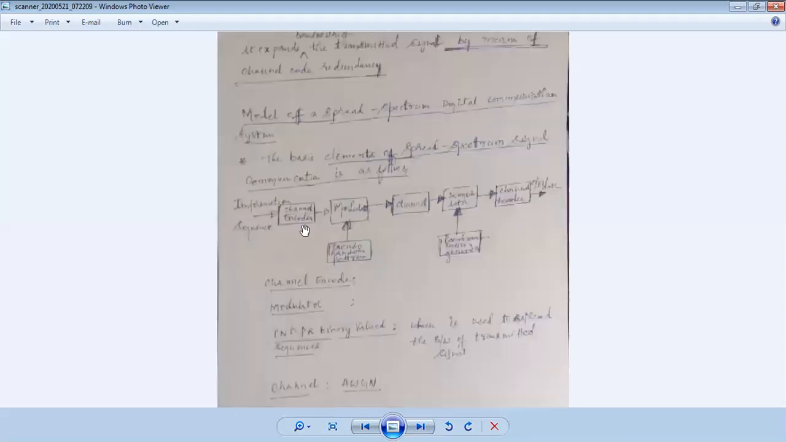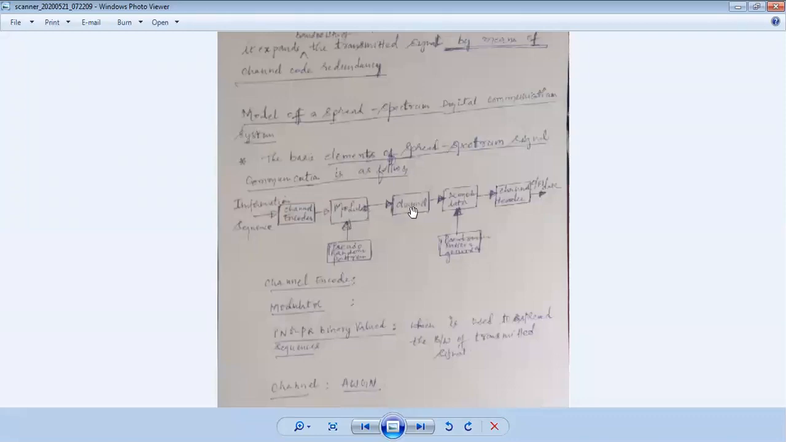So look back here. As I mentioned, there's a model of the spread spectrum here, which is very important. I told you, the information goes through the channel decoder and the PN sequence generation. That information is multiplied with the PN sequence, and in the product the bandwidth increases. Then in the modulator, the carrier wave is generated, and this product signal is modulated, giving the modulated signal.